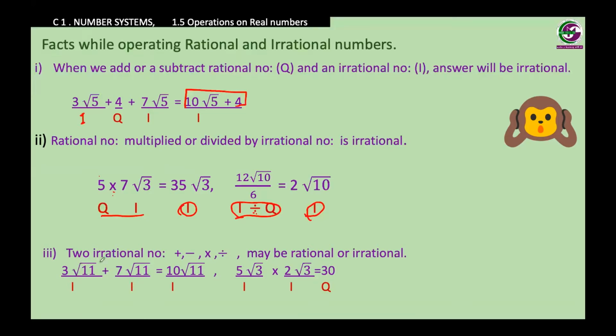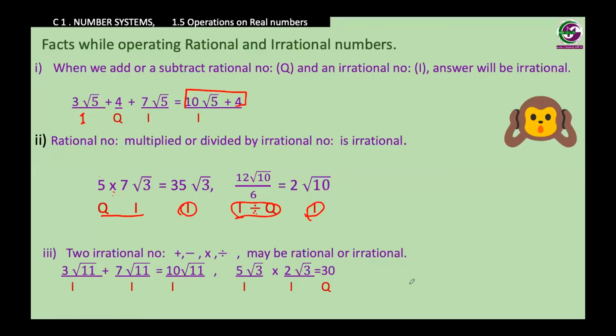You know that under the root, if you have same numbers, you can add them or subtract them. So 3 plus 7 is 10. So 10 root 11 is again an irrational. So two irrationals will give you an irrational answer on addition. Now let's see another example with multiplication. 5 root 3 is an irrational number and 2 root 3 is another irrational number.